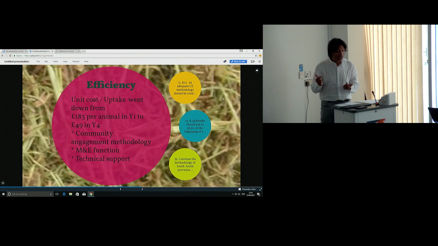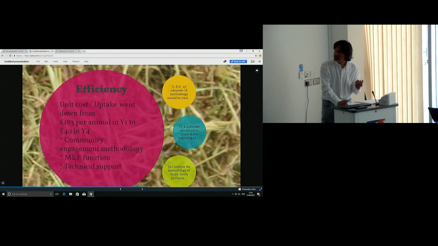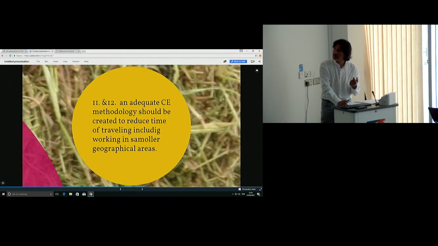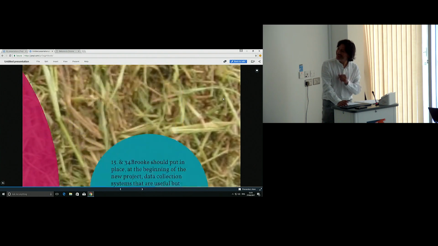And the technical support, the finding on that is that even though people went from here to Nicaragua, there is an issue around the translations and around the frequency. It's quite an issue: it's just once a year that somebody goes there. The recommendations are about doing south to south. Another recommendation is that an adequate community engagement methodology should be created to reduce travel time, including working in smaller geographical areas.